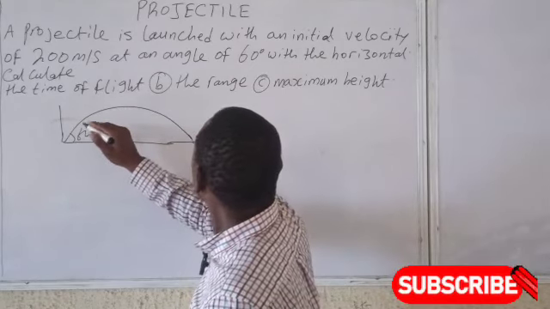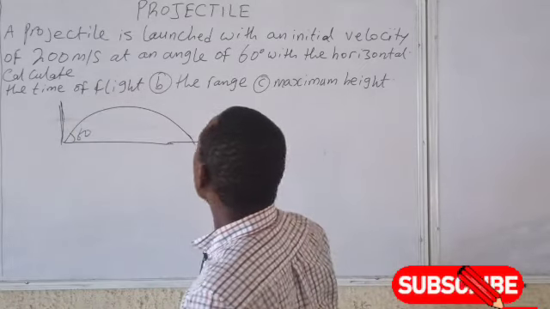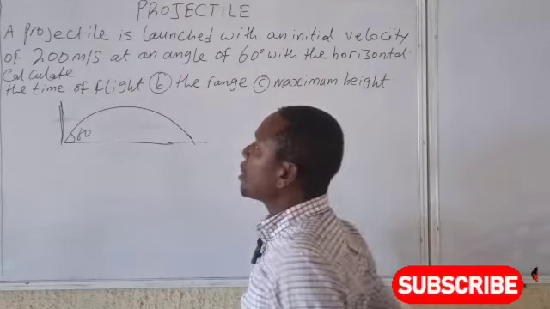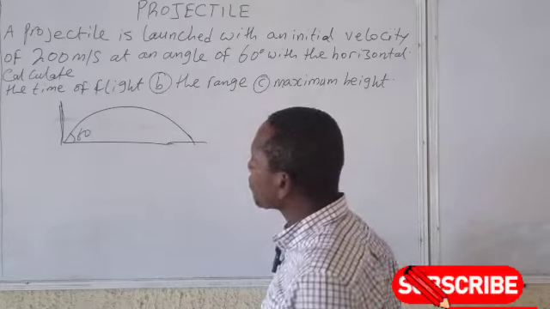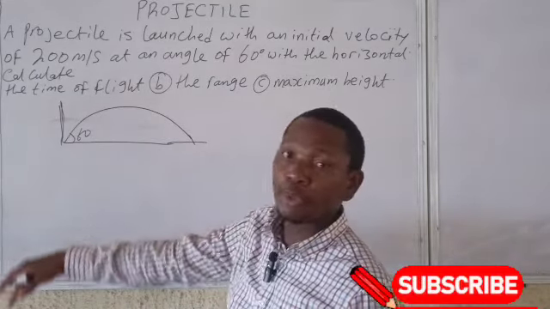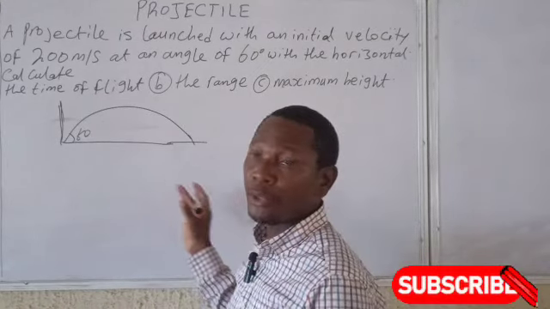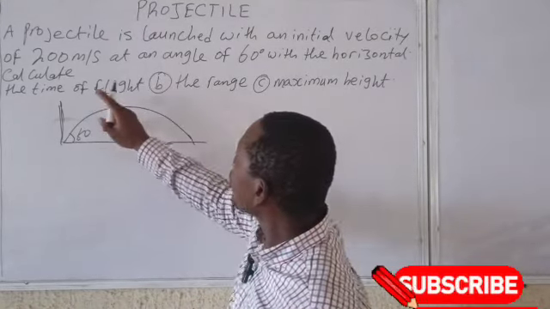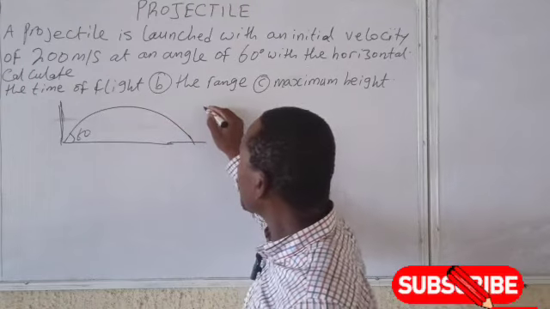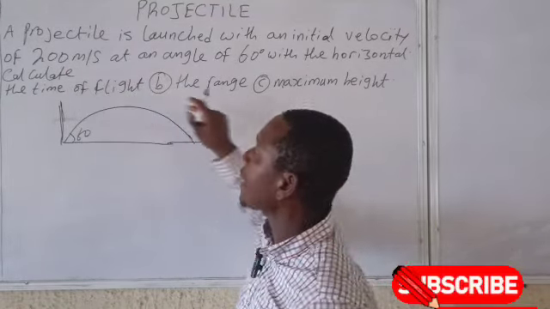Then the velocity is actually 200 meters per second. So you can just do your calculation. Remember, you can always calculate the vertical component of the velocity and the horizontal. If you have to do the vertical component and the horizontal, for example, the vertical component is v sine 60. That's 200 sine 60.